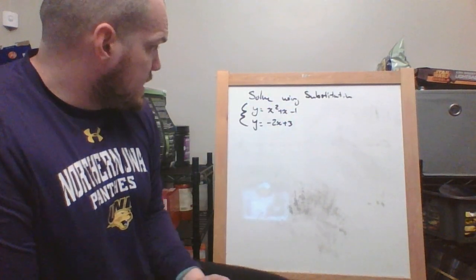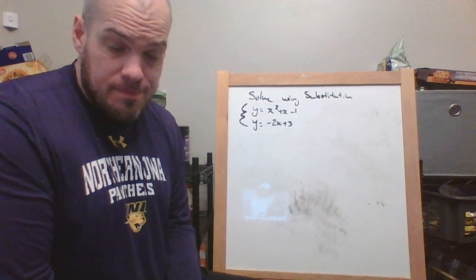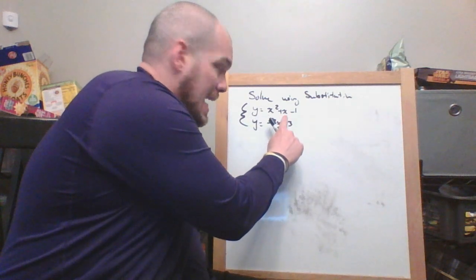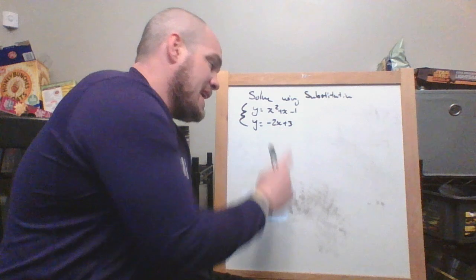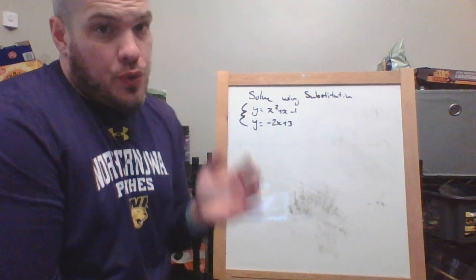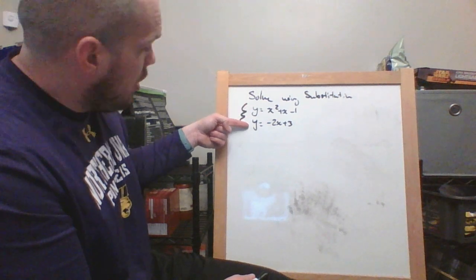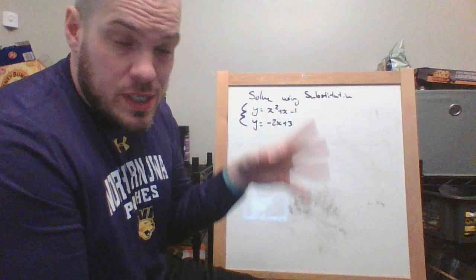All right, we have our system of equations. So go ahead and copy down that system of equations. It is y = x² + x - 1 and y = -2x + 3. So we have our quadratic function. We have our linear function. We need to solve them using substitution.